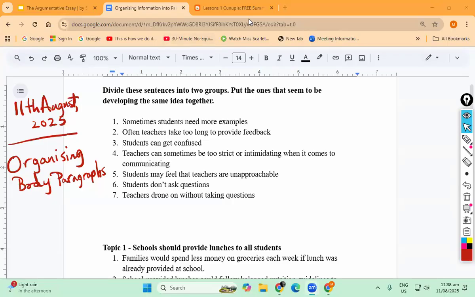Which sentences seem to be developing a point? There should be 2 points. Which sentences belong where? No, I don't have any of these in mind as a topic sentence.